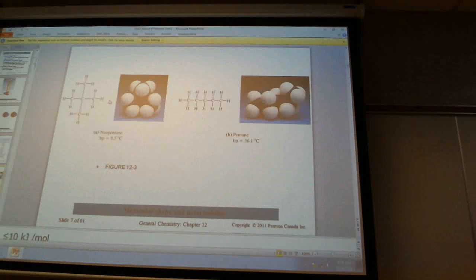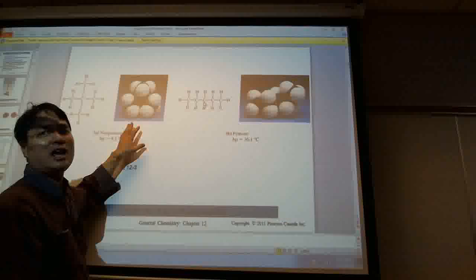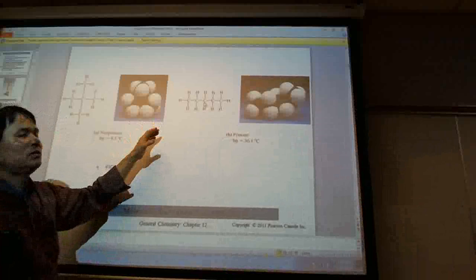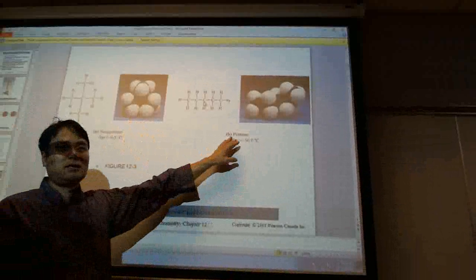We talked about shape. This is that sphere I drew. Both of these have the exact same number of electrons. The linear one has a much higher boiling point. The boiling point is 36.1 degrees C. This is only 9.5 degrees C. So neopentane is a gas, actually, at room temperature, whereas pentane is liquid.